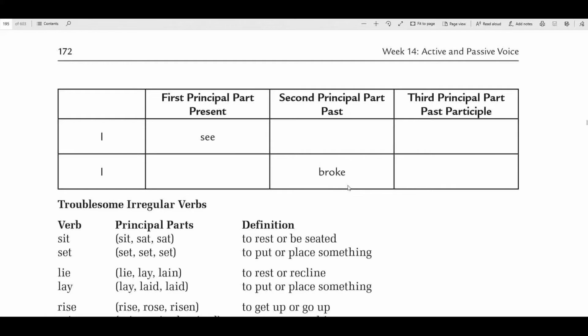Okay? This is broke. So today I broke a vase. Yesterday I broke a vase. These are the same. Okay? Last week I had broken a vase. So broken.